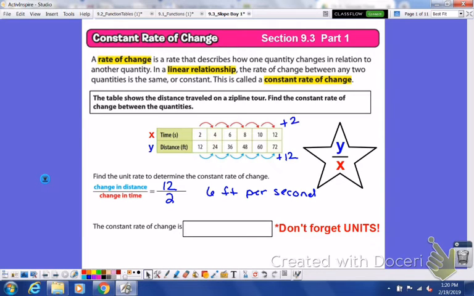It has to be constant. We checked that earlier this year. So then just to double check, you'll see we're correct. The constant rate of change is 6 feet per second.